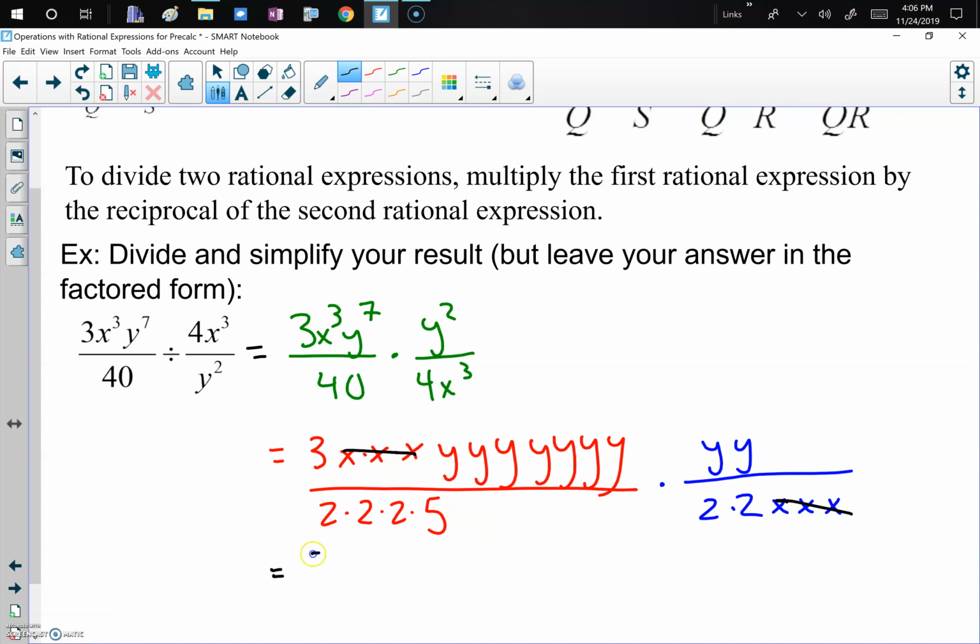So when it's all said and done, I have 3 left over. I have 7, 8, 9 y's. That'll become y to the 9th. I have 2 times 2 times 2 times 2 times 2. So I have 5 values of 2 and then a 5 as well that we need to multiply all together. So the first fraction is 40 times 4, that's 160 that's left for my denominator.